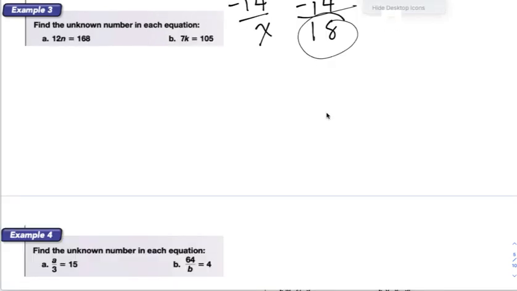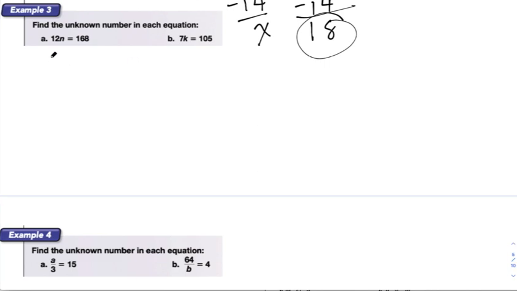So here in example 3, we're going to be looking at multiplying. So remember, when there's no symbol given and we've got two numbers next to each other, a variable and a number, or sometimes two numbers next to each other in parentheses, like 2 and 4, we know that this means to multiply. So in this case, we're dealing with multiplication. We can look at this as 12 times n is equal to 168. That's part A. And we could look at part B as 7 times k is equal to 105.